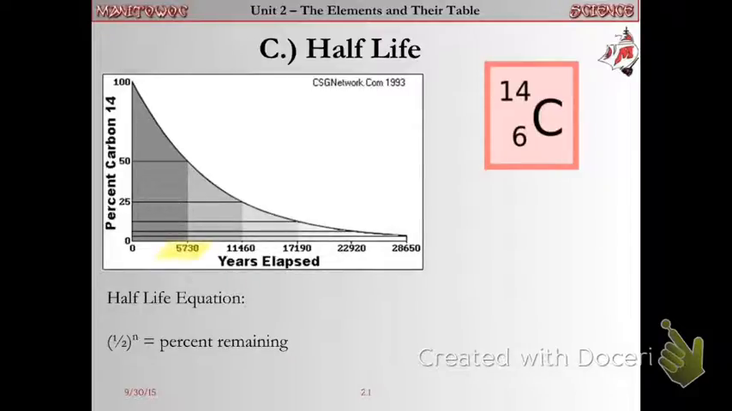So we started with 100 grams. It's going to take 5,730 years for it to decay down to 50 grams. It's going to take another 5,730 years to decay down to 25 grams. And that process is going to happen over and over and over again. Now, if you think about this, will that sample ever reach zero? Well, if you continually cut something in half over and over again, it'll actually never reach zero.